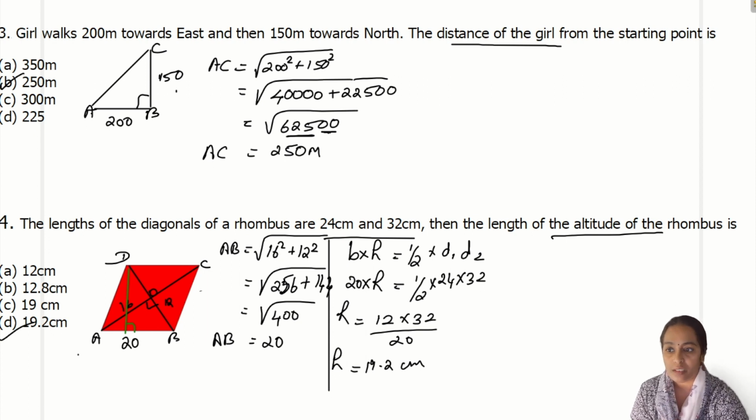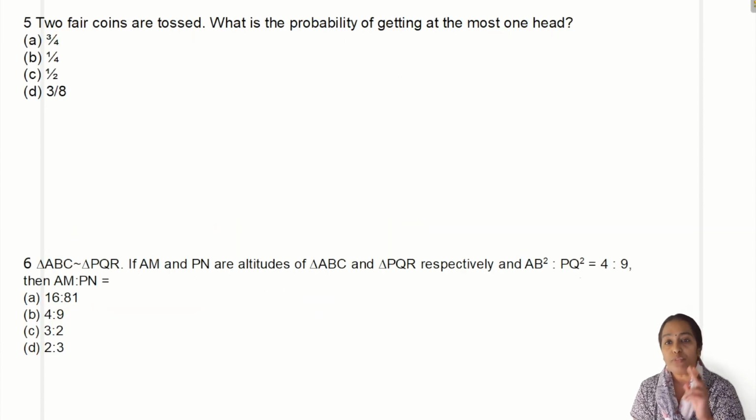So moving on to the next question. 2 fair coins are tossed. What is the probability of getting at most one head? So that's the question asked. 2 fair coins are tossed. You have to know the total number of outcomes. No confusions in that. So what is the total outcomes when 2 fair coins are tossed?